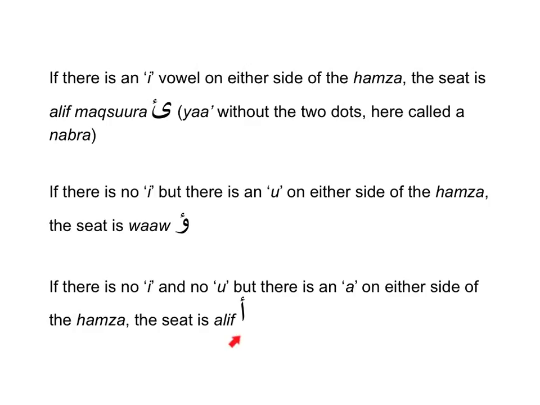The last case is if there's no e and no u, but there is an a sound, either long or short, on either side of the Hamza. In that case, the seat is an aleph. So you can see that the nebra is going to be the most common, because it wins any conflict. The waw is going to be the next most common, because when there's no e, it will win the conflict. And the only time you'll have an aleph in the middle of the word with a Hamza on it is when there's no e and no u, just an a on one side, the other, or both sides.